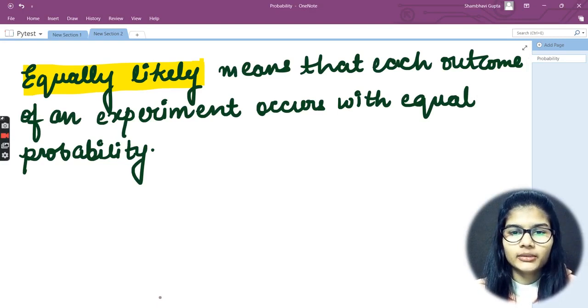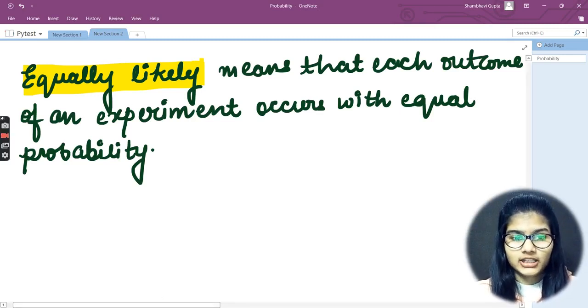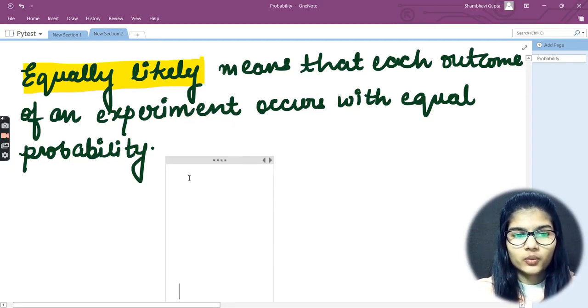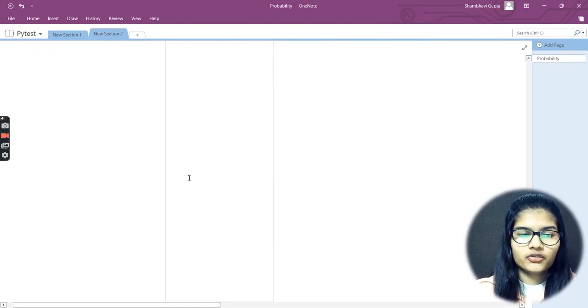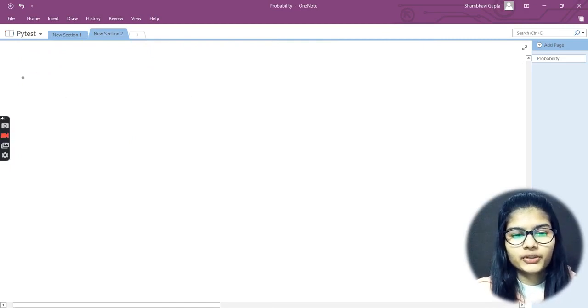So equally likely means that each outcome of an experiment occurs with an equal probability. Okay, that each outcome of an experiment occurs with equal probability. This is what equally likely actually means. Now if I have to compute the probability for that, how will I do it? So let's check that out here.